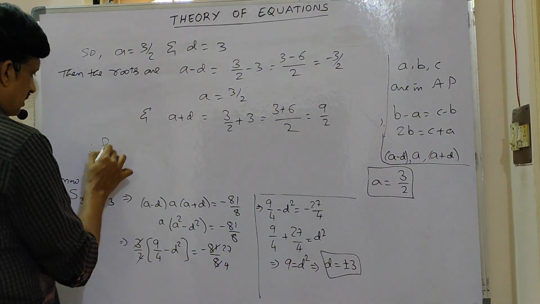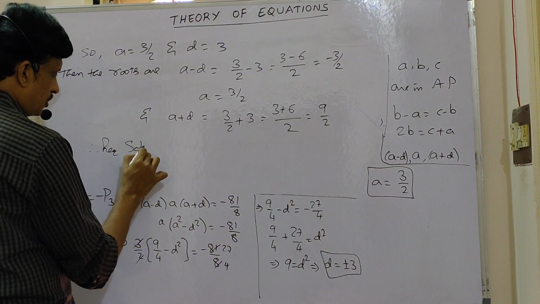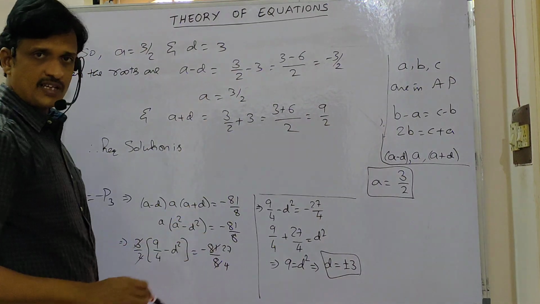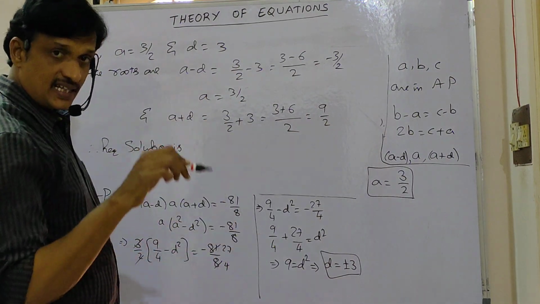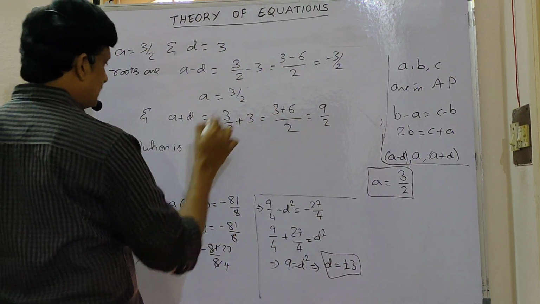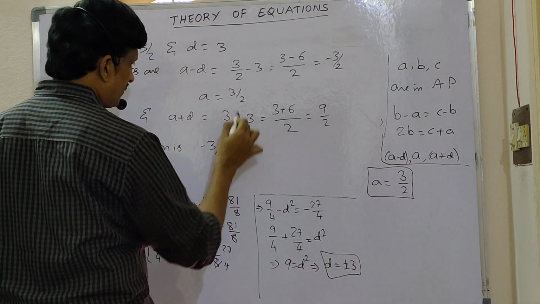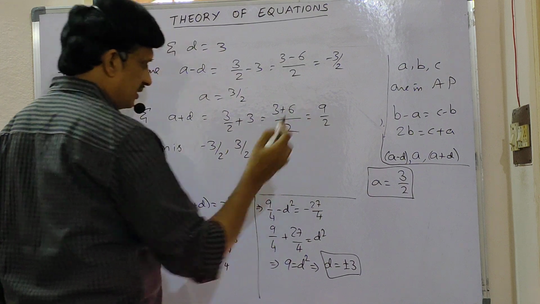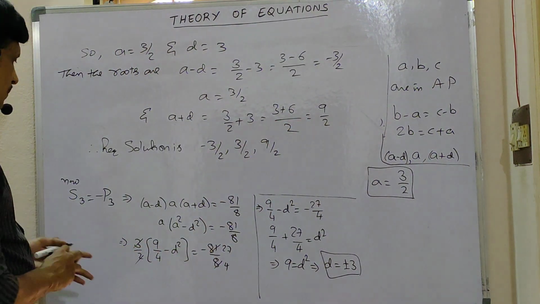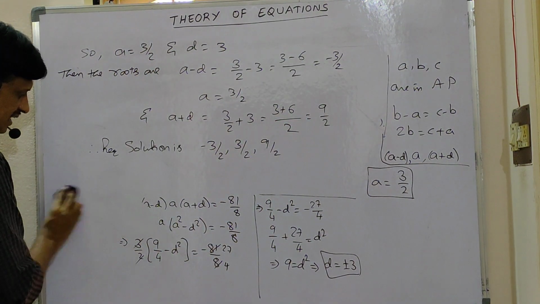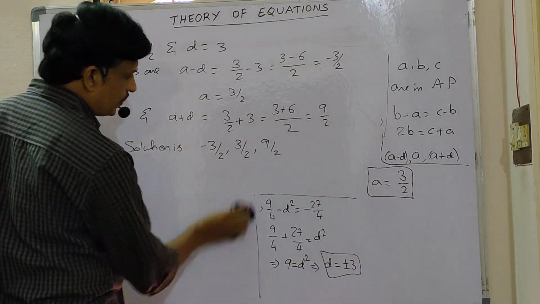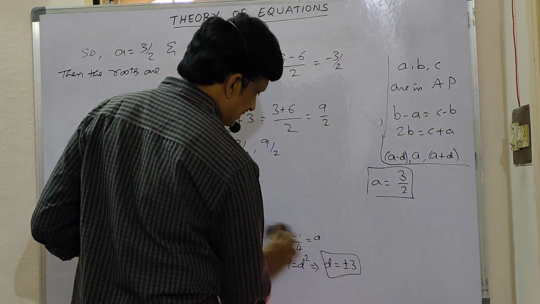Therefore, the required solution, solution means the three roots of the given cubic polynomial which are in arithmetic progression, are minus 3 by 2, 3 by 2, 9 by 2. These are the three roots of the given polynomial which are in arithmetic progression. By using that condition, you can calculate these roots easily like this.